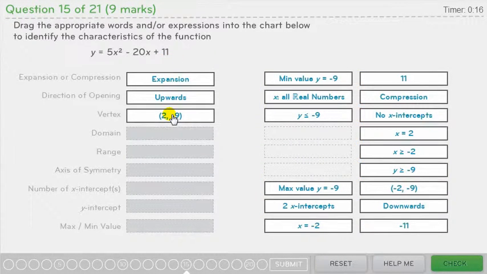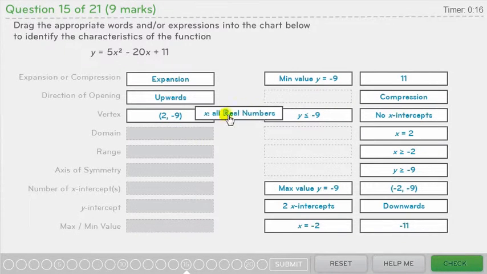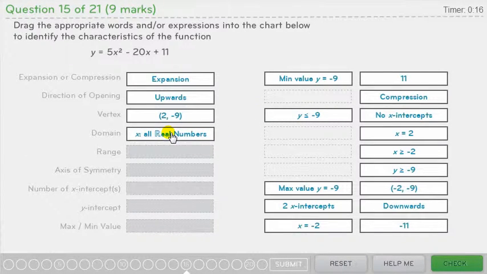Now for the domain. The domain of any parabola opening up or down is going to be the set of all real numbers. The range of this function is that y must be greater than or equal to that lowest possible point. So y must be greater than or equal to negative 9. The axis of symmetry is always through the x value of the vertex, so x equals positive 2.